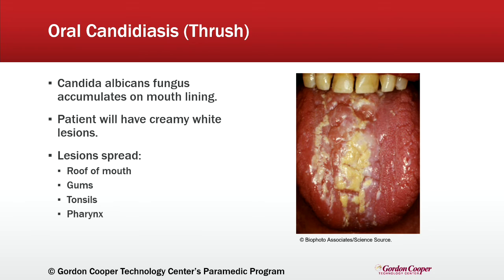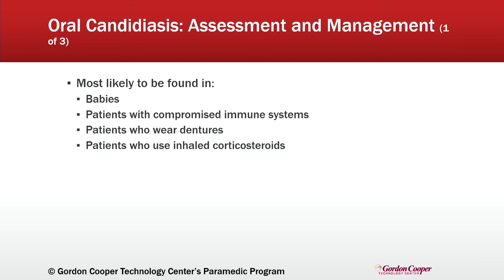These lesions can be painful. They may bleed if rubbed or scraped. And the infection can actually spread if untreated. So it can spread to the roof of the mouth, the gums, the tonsils, or pharynx. Thrush is most likely to be found in infants or patients with a compromised immune system, maybe even patients that wear dentures.